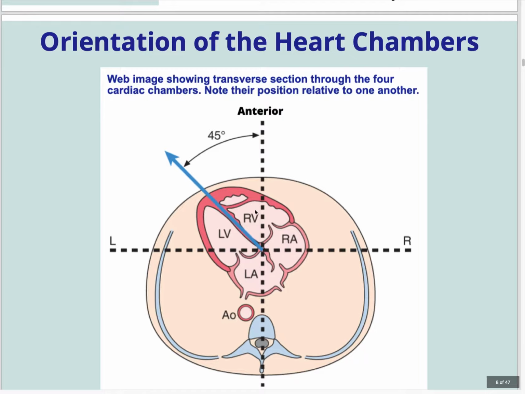Your right ventricle is the chamber closest to your sternum, which will be located here. So if someone were to suffer from a stabbing wound, they get stabbed right in the chest, it's most likely to pierce through the right ventricle because of this orientation of the heart.